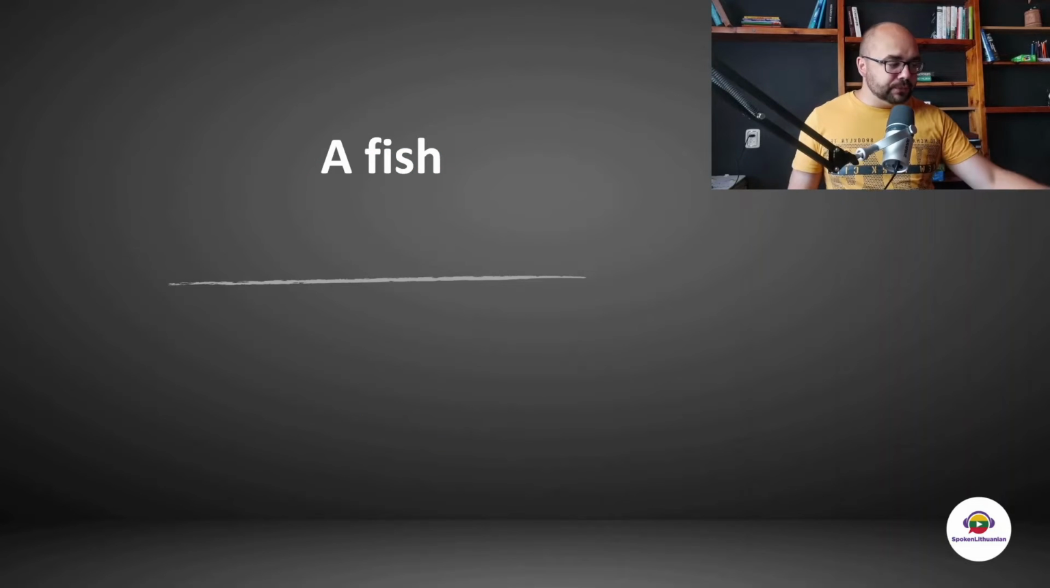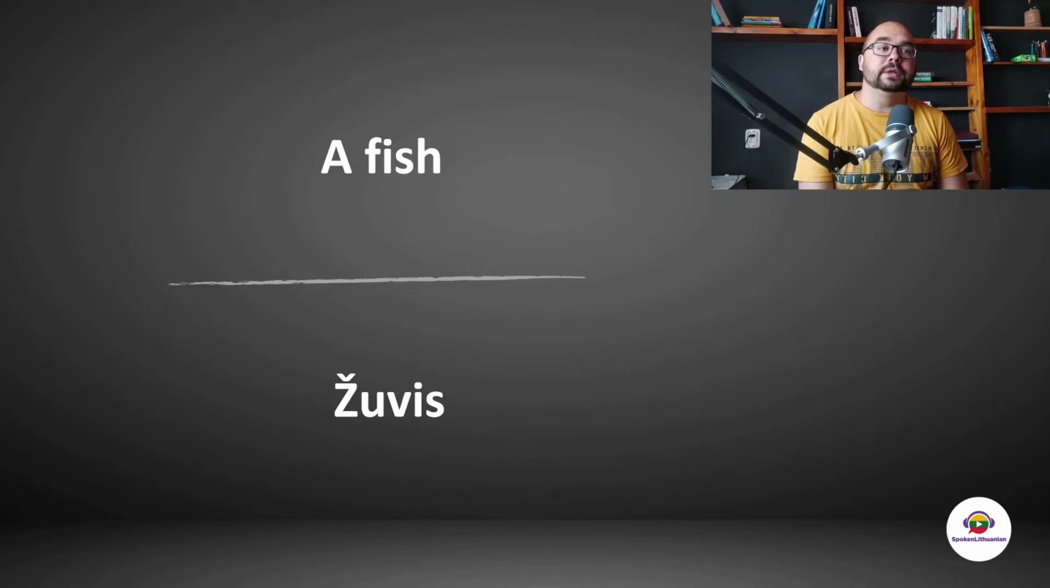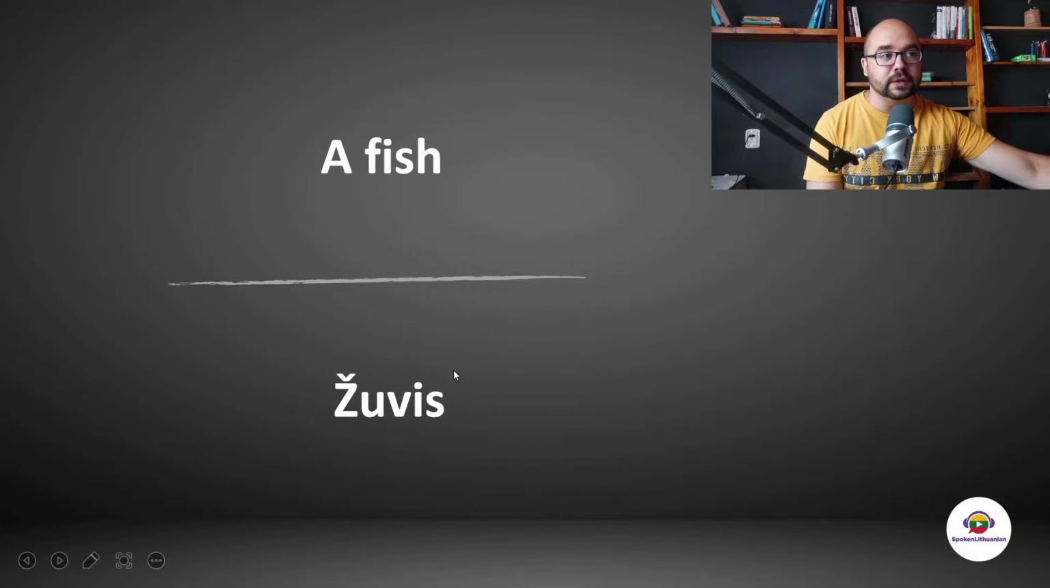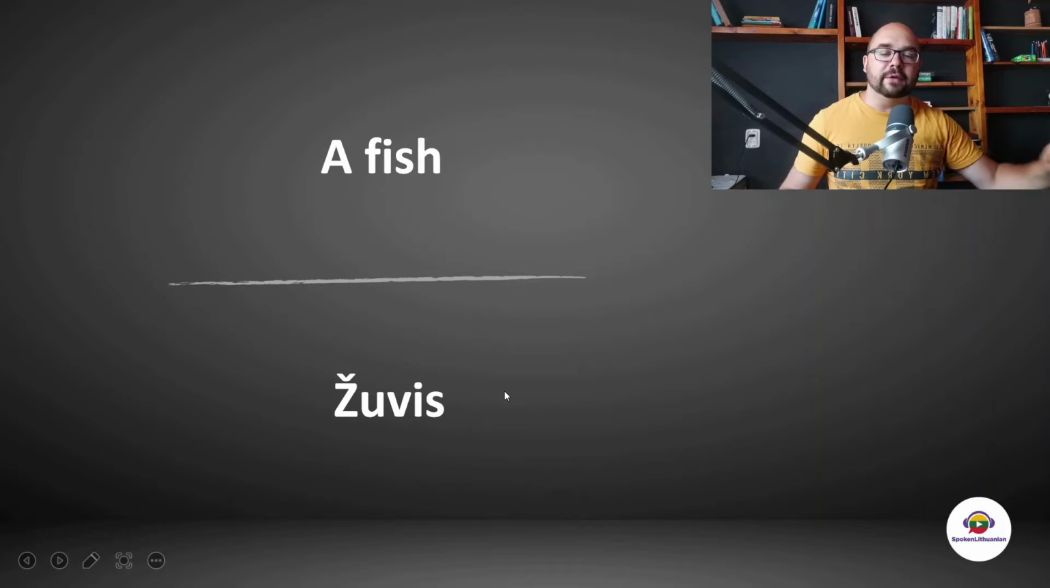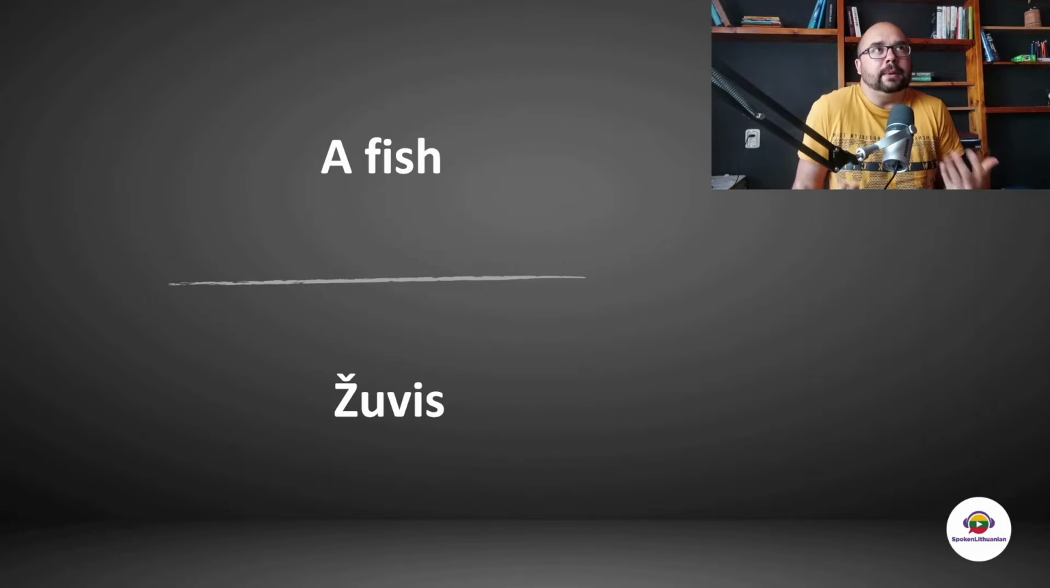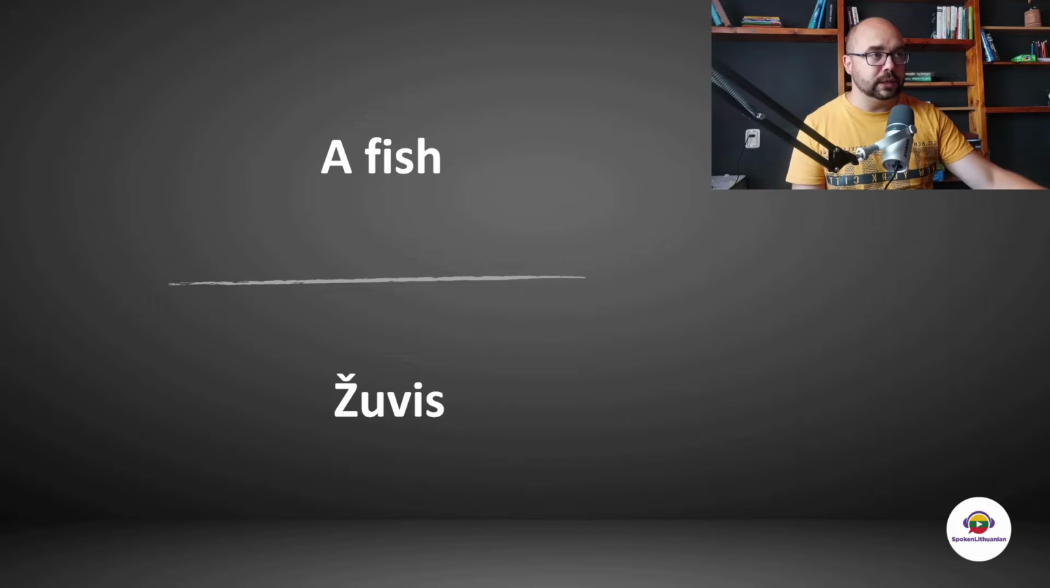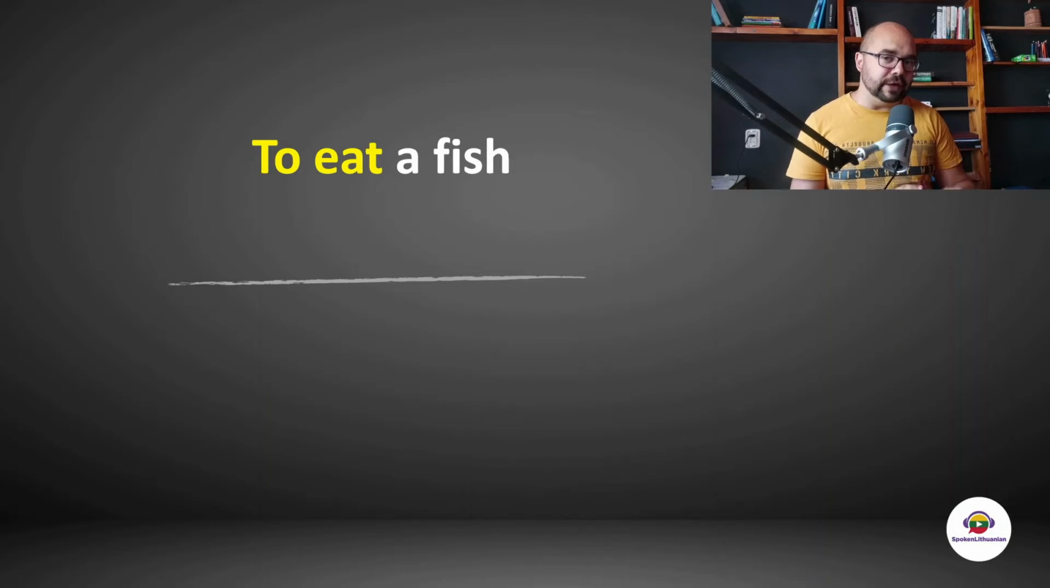Now, a fish in Lithuanian language is žuvis. Now, the gender of this word is feminine gender. And in this particular case, because of the ending, we have it in the nominative case. Basically, nominative case is just a subject. It answers the question just what? Žuvis. A fish, right?